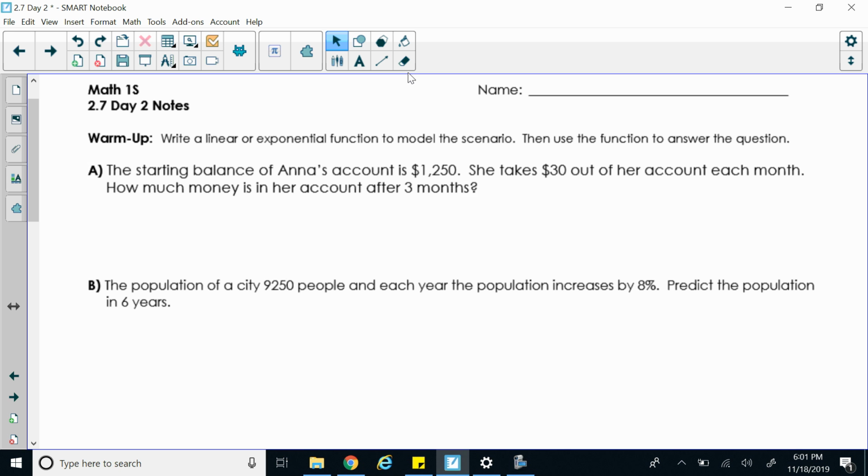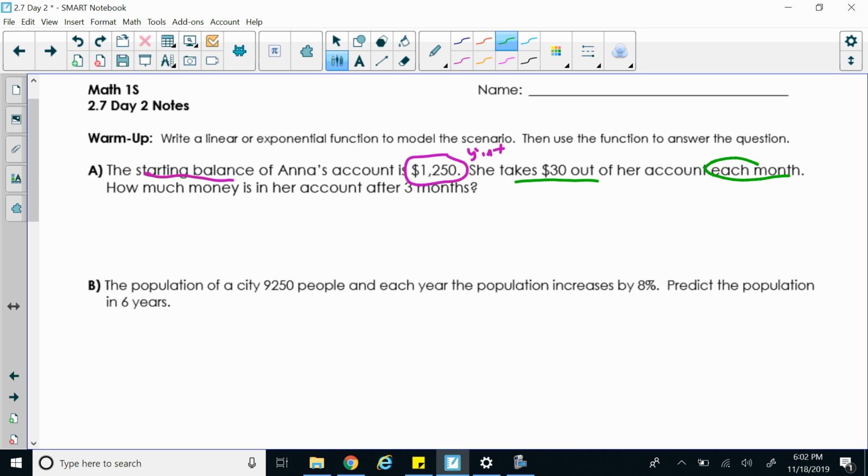All right, here we go. So part A. The starting balance of this account is $1,250. Whether it's exponential or linear, this is your y-intercept. The y-intercept is what we start with, the starting balance. Now it says that she takes out $30 each month. Taking out means minusing 30. If we're subtracting 30, that means this is linear.